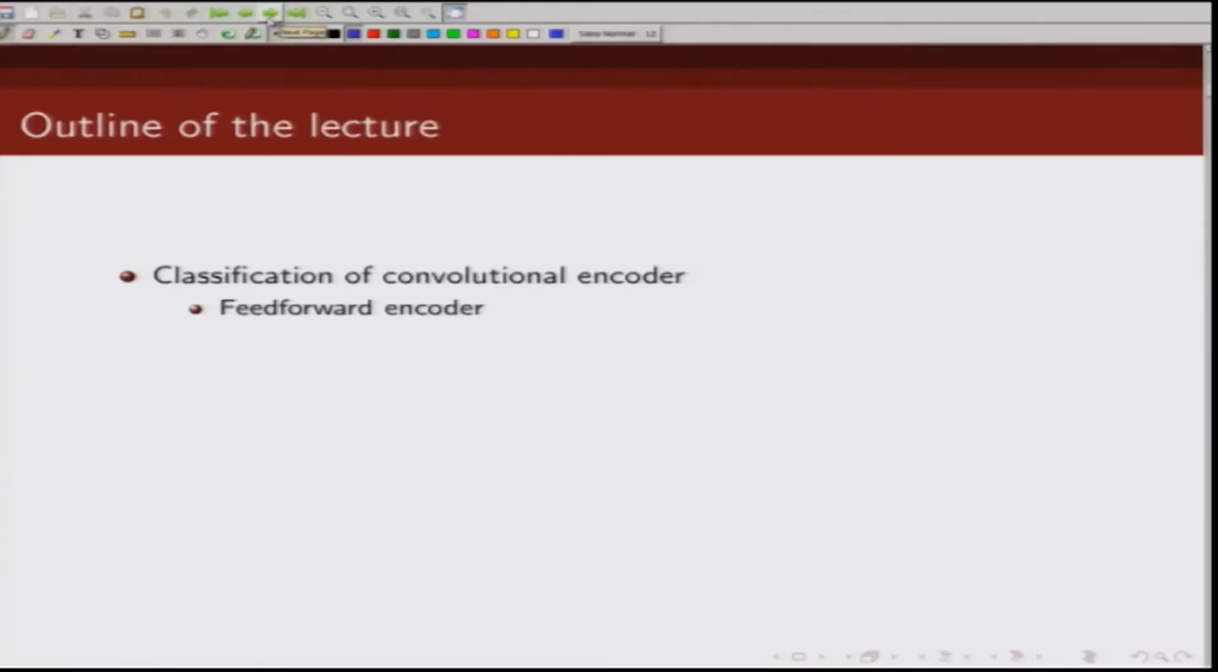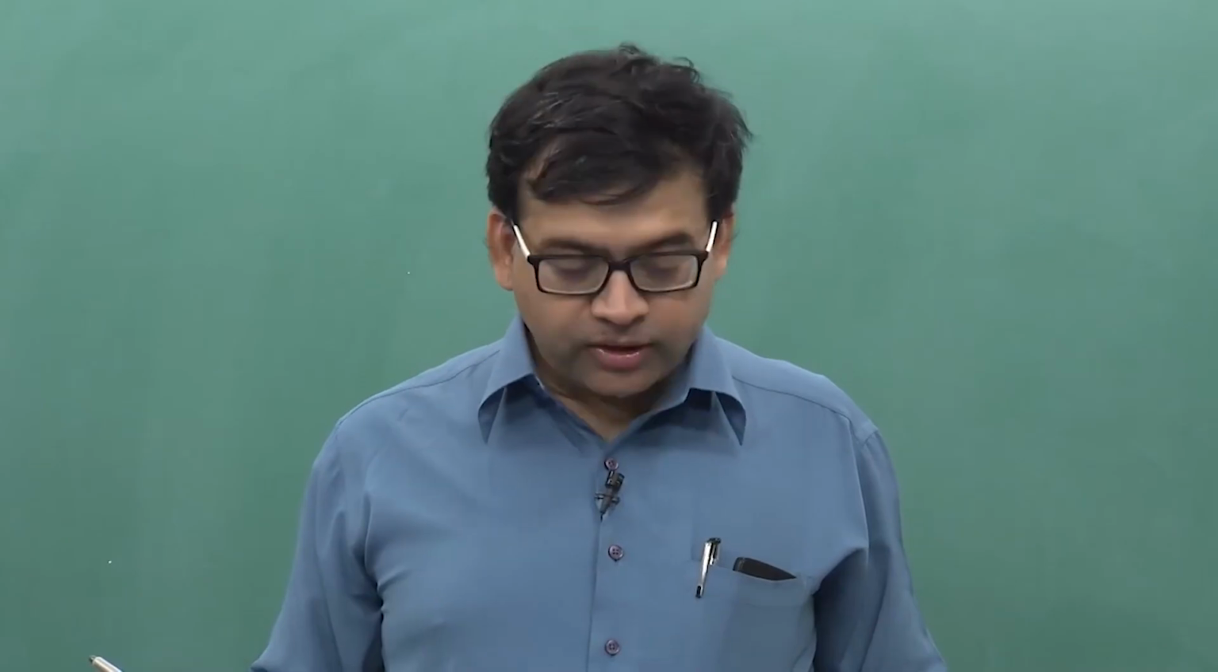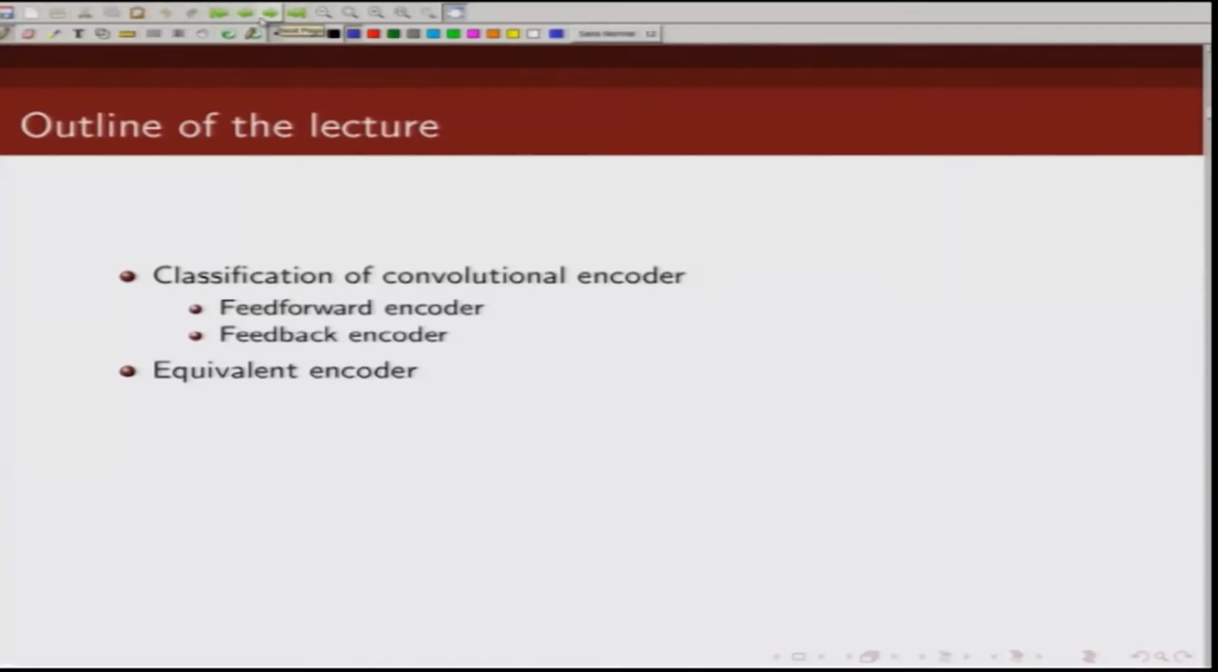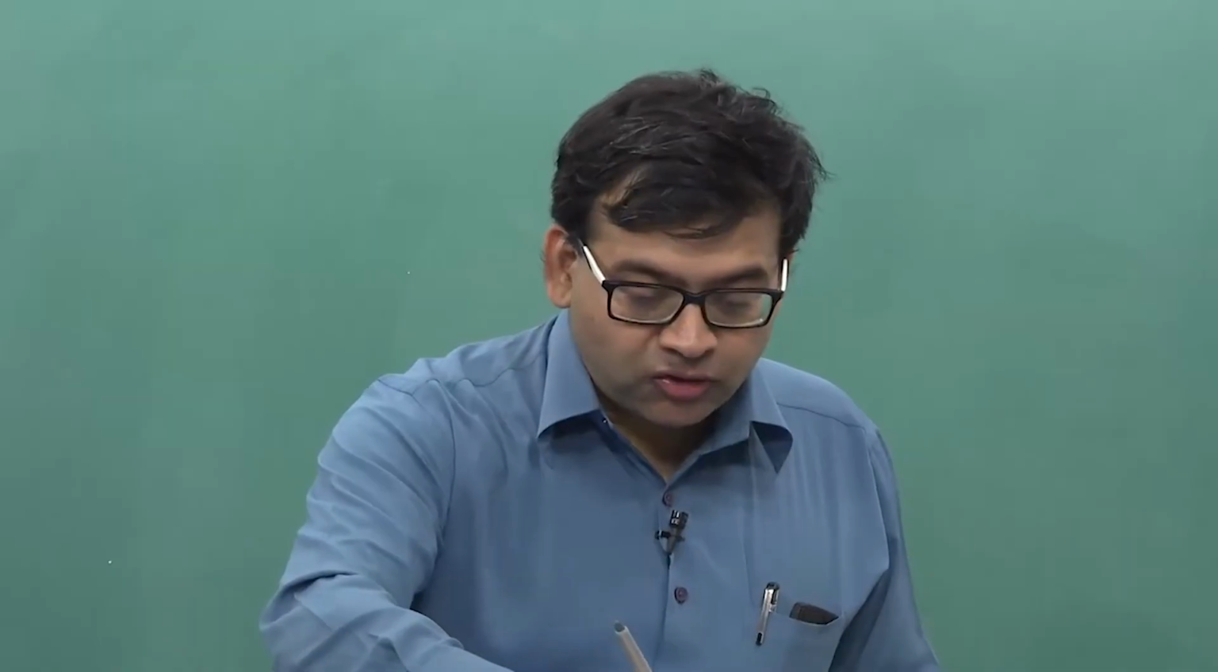So, as I said, first we will talk about convolutional codes, and in this we are going to talk about a classification based on types of connections between the input and output of the convolutional encoder. In this regard, we are going to talk about what we mean by feed forward encoder and feedback encoder. Then we are going to introduce a classification based on the output bits, whether the information bits directly appear in the output or not. Based on that, there will be a classification of convolutional code.